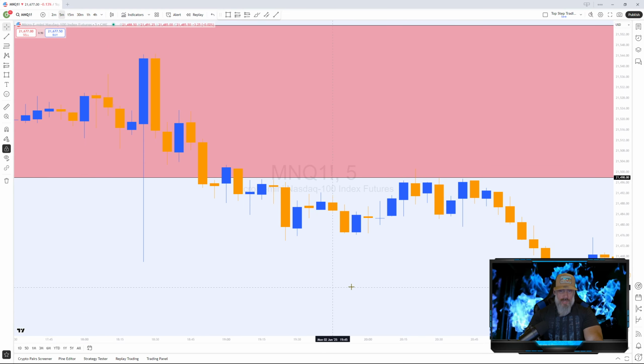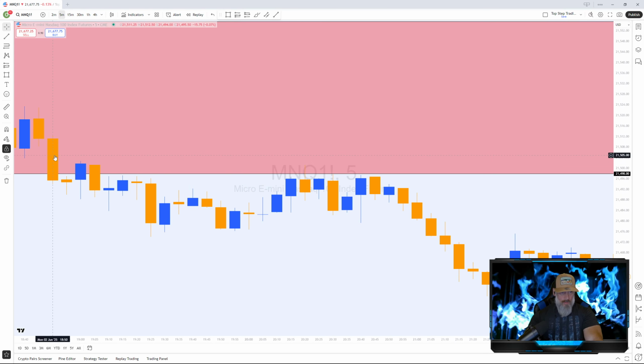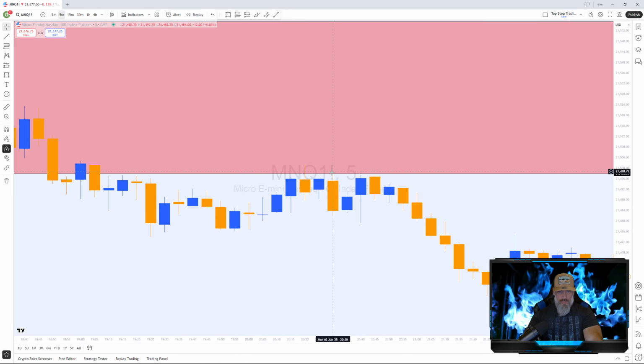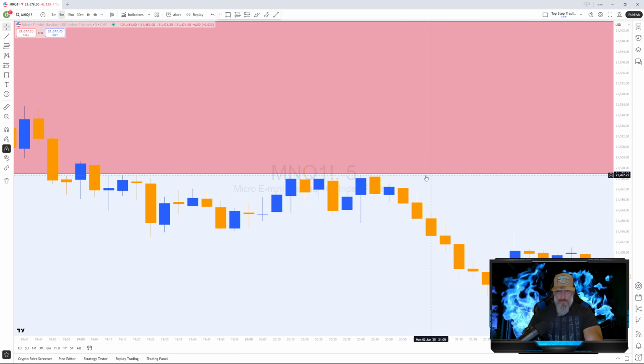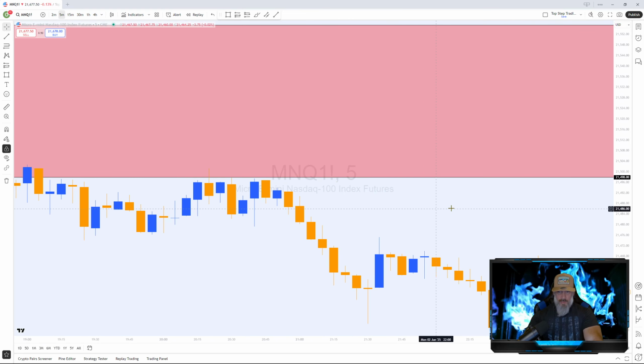So that was our entry. And check this out. Breakdown, come across, here's another retest. Here's another retest. Here's pretty close to a retest here. Like I said, we put in these zones, so it could be a little bit off. So you can consider that a retest.